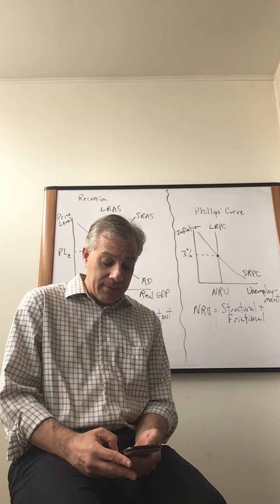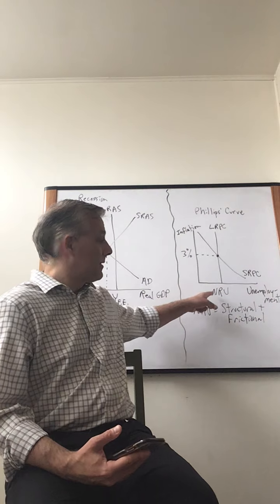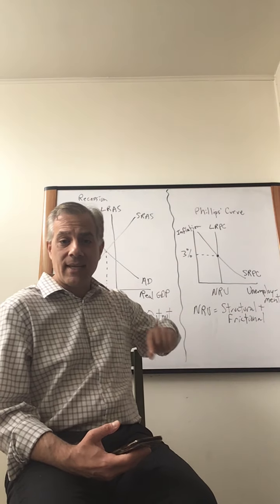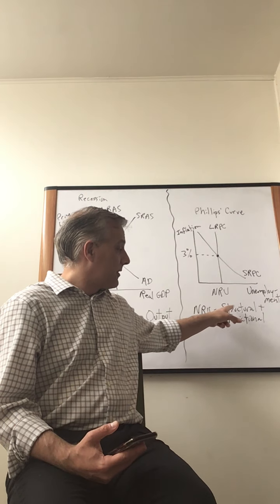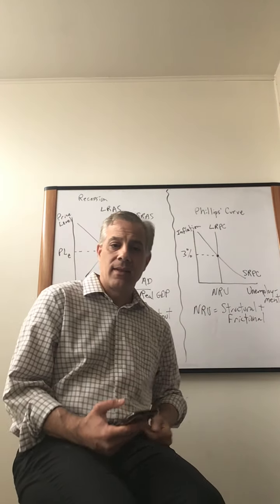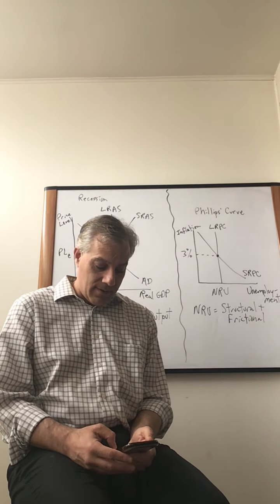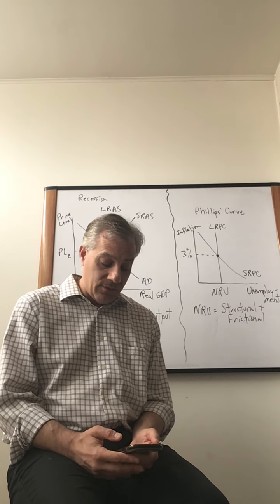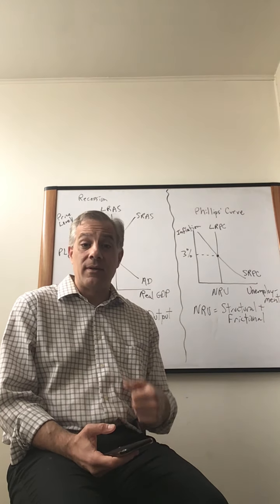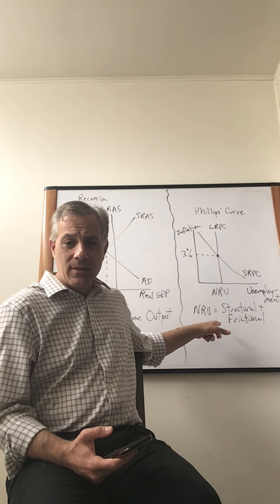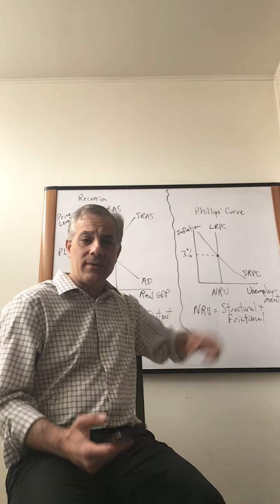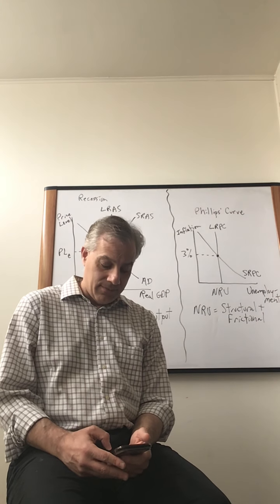The long run Phillips curve is equal to the natural rate of unemployment. Okay, and the natural rate of unemployment is frictional plus structural. So be able to take that two steps. First step, knowing long run Phillips curve is the natural rate of unemployment. Second step, knowing the natural rate of unemployment equals frictional plus structural.